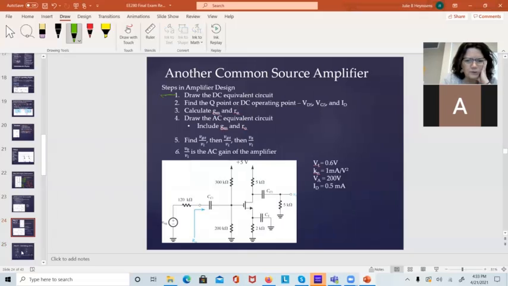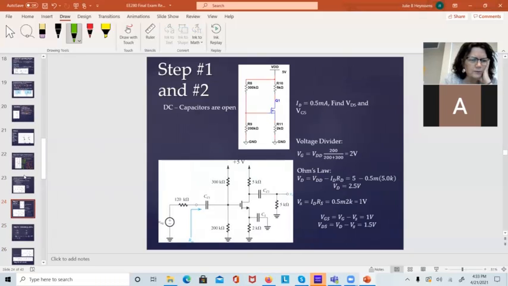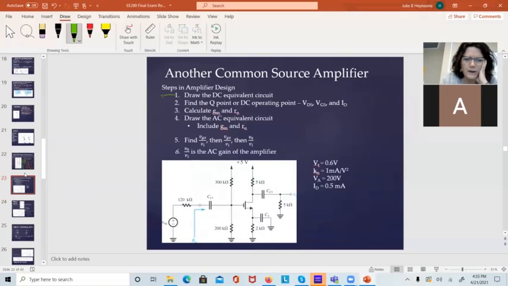Did I do this step? Yes. Oh, thank goodness. Okay, so I don't have to draw so much. Draw the DC equivalent circuit. Next step is to find the Q point. That's the DC operating point. Big things we need for that are VDS, VGS, and ID, because we need those to calculate gm and r naught.